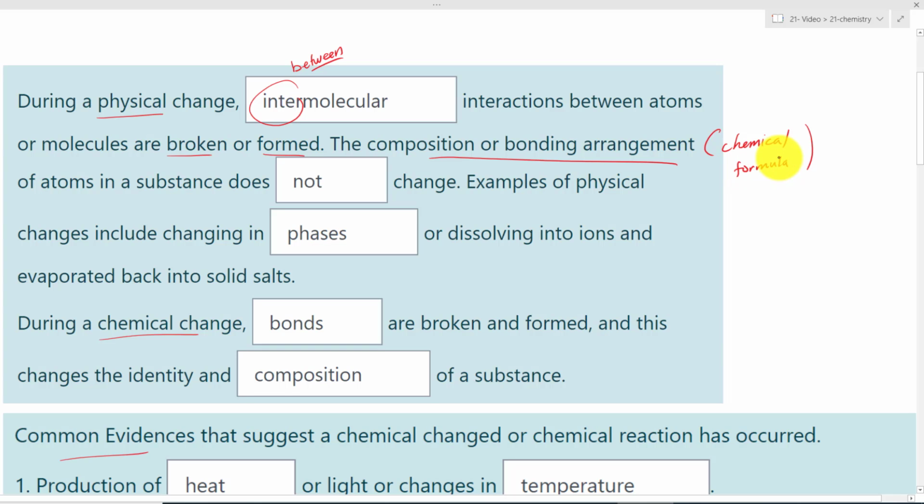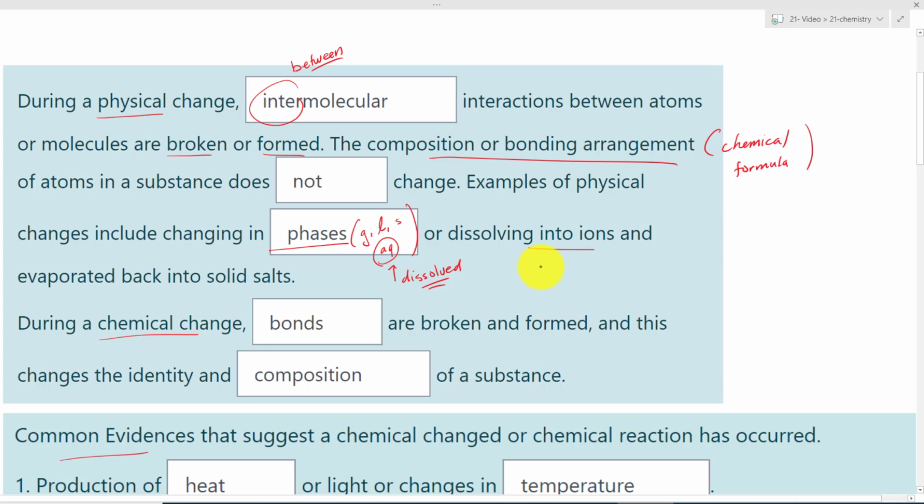A common example of a physical change is a change in phases. And that is, we are talking about gas, liquid, solid, and aqueous solution. This one is when dissolved in water. So aqueous is when we have something dissolved in water as ions, okay? Now, when you dissolve table salt, for example, in water, it forms ions. When you evaporate the water, it comes back as the solid salt. So that's a common example of physical change.